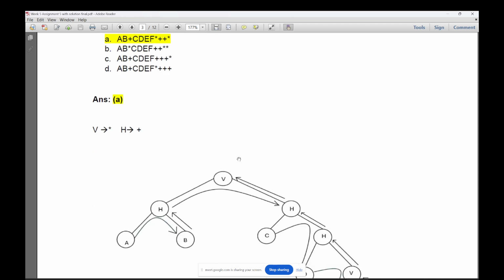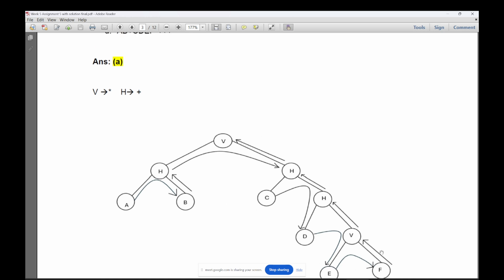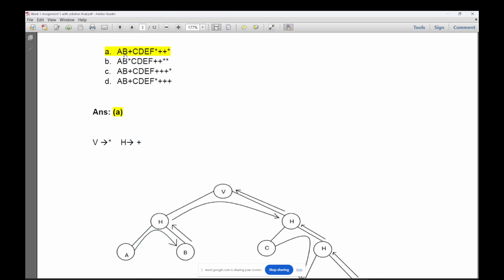Basically, you have to do left, then right, then the node, the root node or the parent node. The left child, then the right child, then the parent node. That is called polish notation. So similarly, you have to move. Since we are in the left, A, then right is B, then the parent node is H. H is plus, so A B plus.